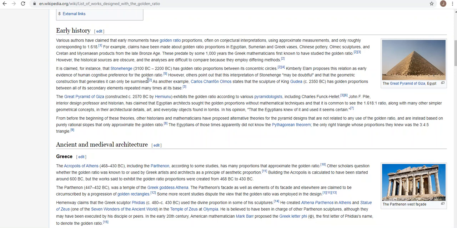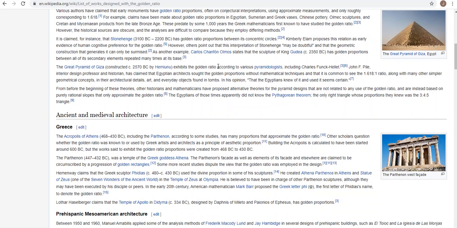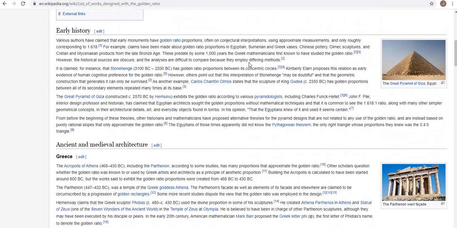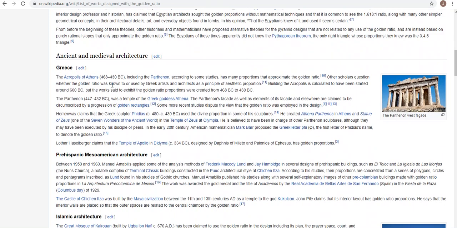And they say authors have claimed early monuments have golden ratio proportions and conjectural interpretation. So if you read the history, some of it's a little sketchy, but the idea of it has been around. We know that Pythagoras was around BC, and he had written about it and talked about this special ratio. And that's why it was used initially, because people thought it had these special properties that other ratios didn't have. And they have another one in Greece here.